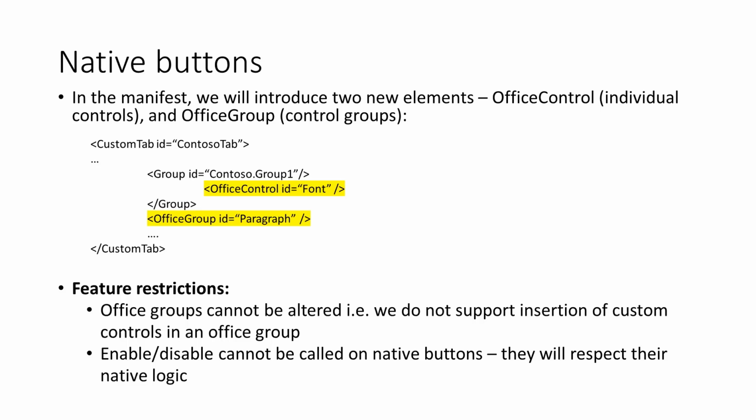So let's go through some of the restrictions. If you import a whole group, we don't allow you to take out a specific button or alter that group in any way. So you import that entirely. And if you are using any enable disable APIs, these will not work on the native buttons. So a lot of them are contextual. So for example, like bold, that would be disabled until you highlight text. And any controls that have that will obey their native instructions, and you won't be able to actually control those.